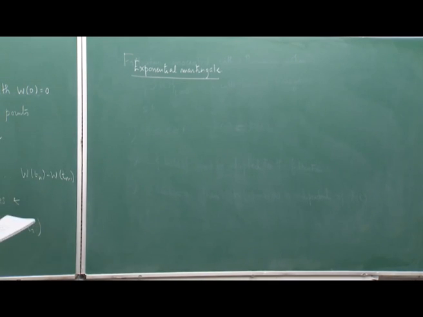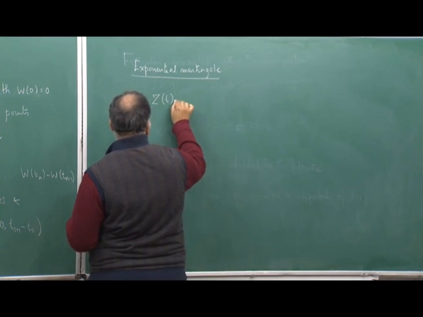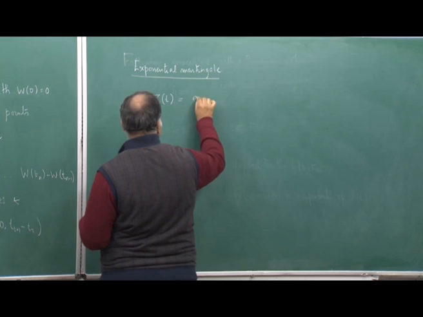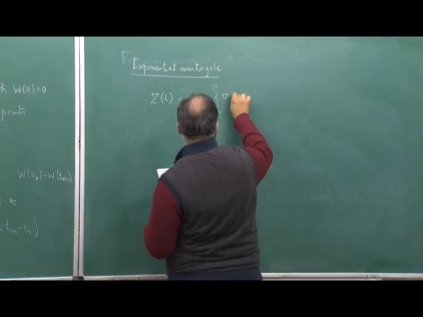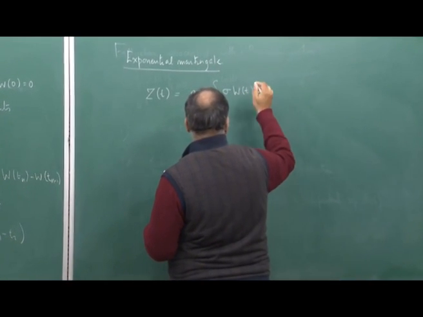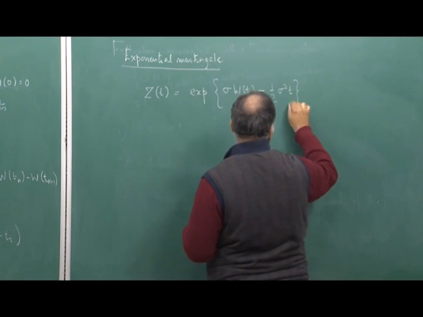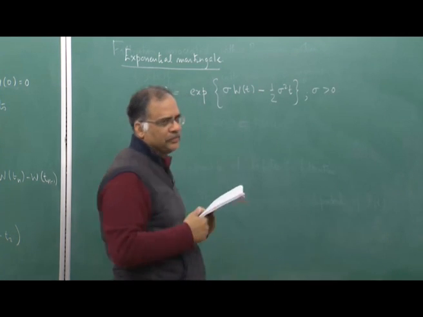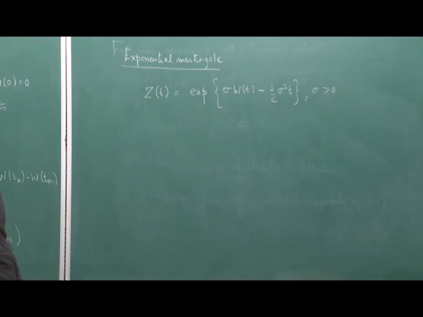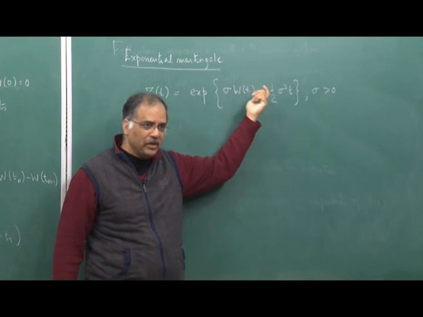So, the exponential martingale is defined like this. Exponential means e to the power of sigma Wt, where sigma is a positive number. Of course, this itself is a random variable because you are taking the exponential to the power of a random variable.